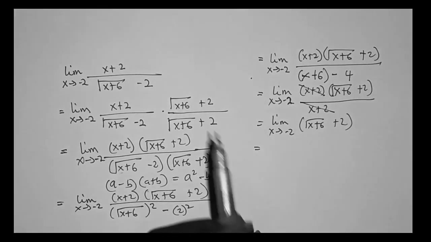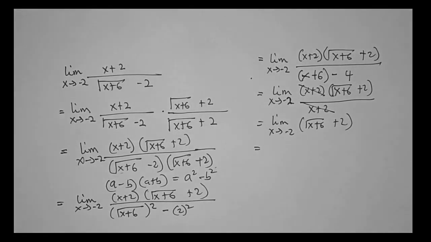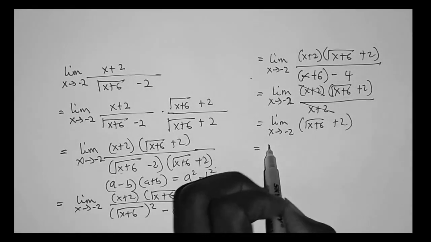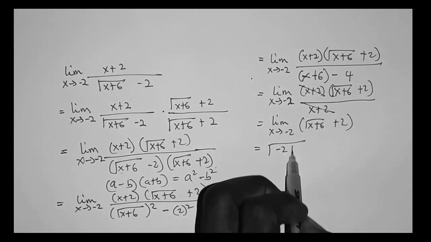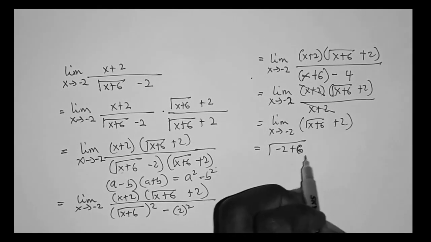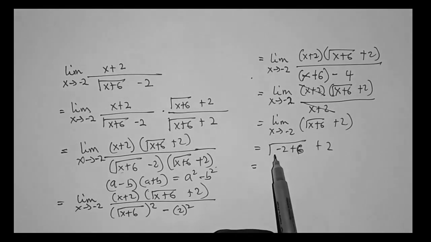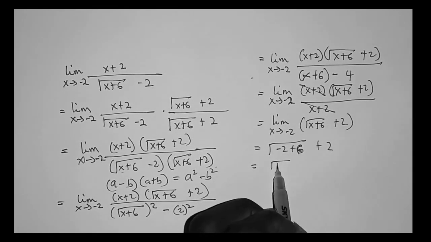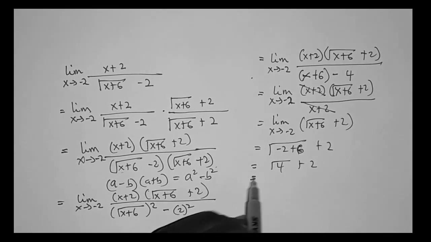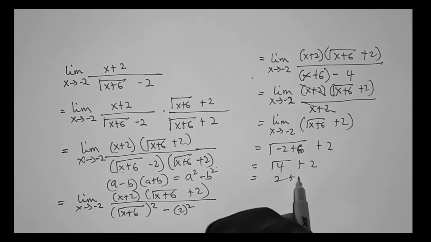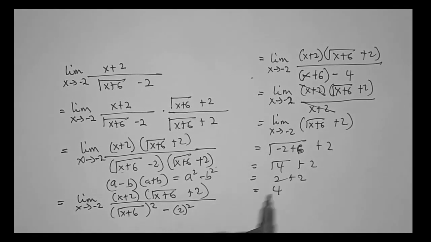So we just put the minus 2 inside. That will give us square root of minus 2 plus 6, plus 2. Minus 2 plus 6 is 4, so this is root 4 plus 2. Root 4 is 2, so 2 plus 2, and that is equal to 4.